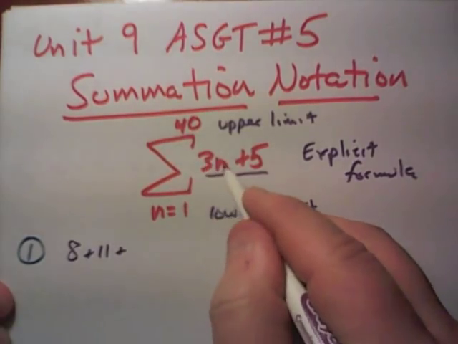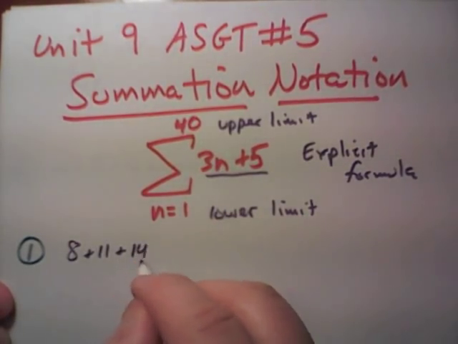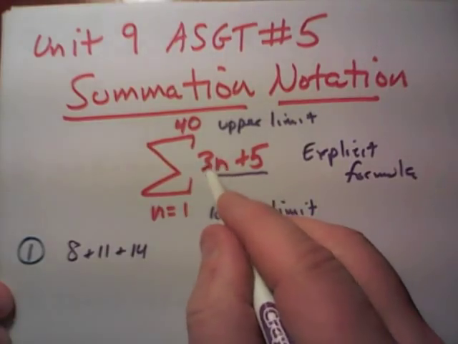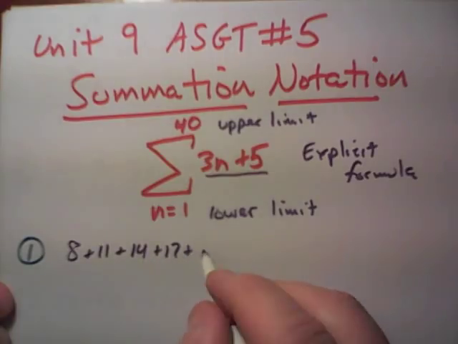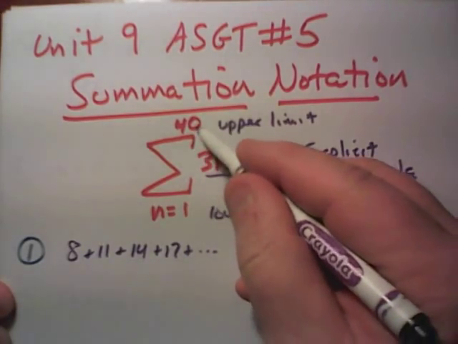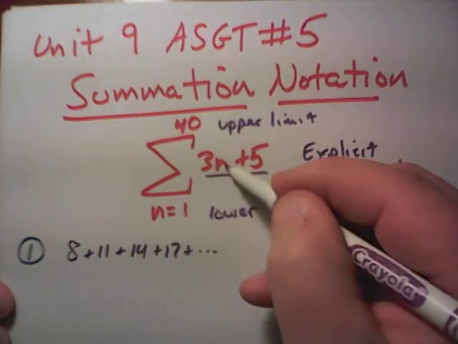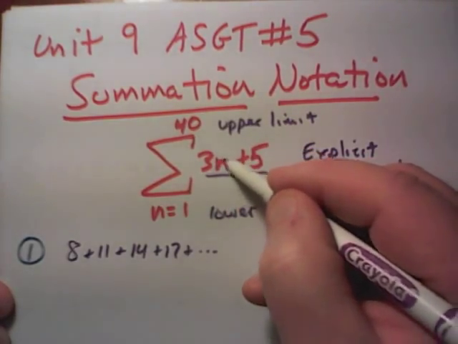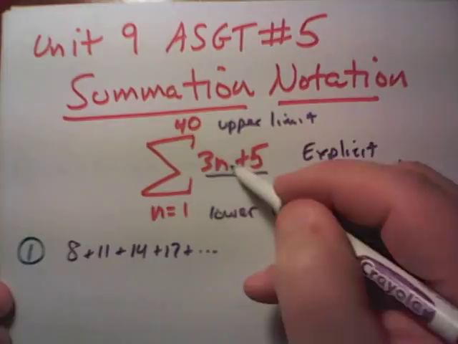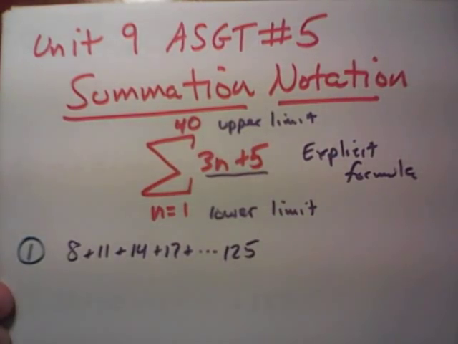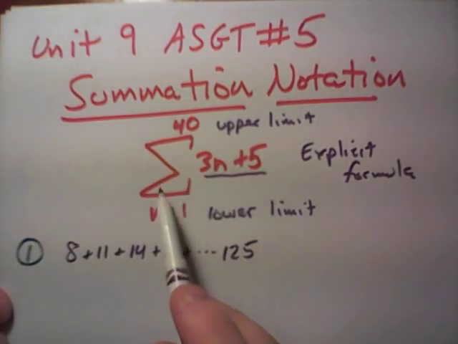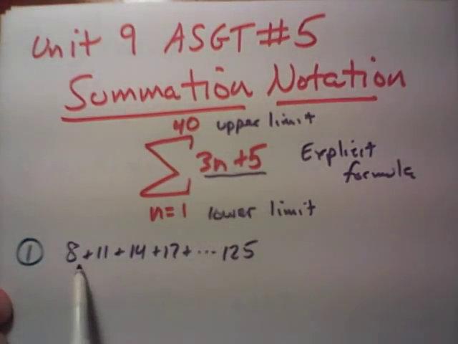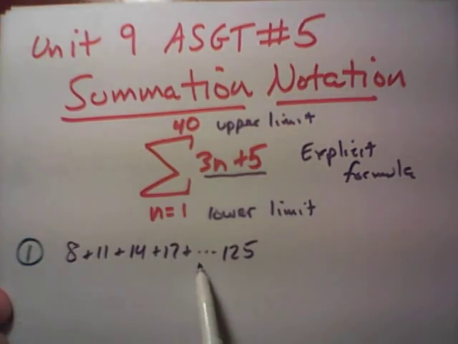Then I would plug the number 3 in. 3 times 3 is 9, plus 5 is 14. Then I would plug in the number 4. 3 times 4 is 12, plus 5 is 17. And this is going to continue, and I'm going to keep building a bunch of numbers here until I get to my upper limit, which is the 40th number that I would plug in for n. So if I plug in my last number, 3 times 40 is 120, plus 5 is 125. So this series, which is denoted here with our summation notation, can also be written as 8 plus 11 plus 14 plus 17 all the way up to plus 125.